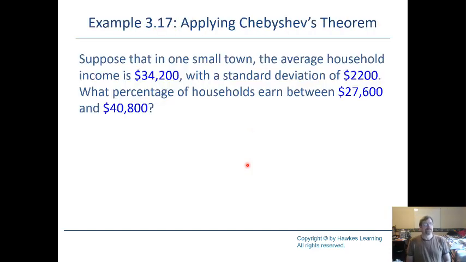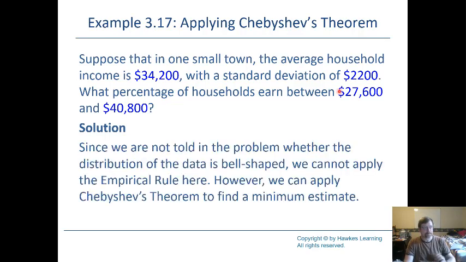So if we're looking at this and we wanted to try to estimate what percentage of households earns between 27,600 and 40,800, we know our standard deviation here. So this would be a very similar calculation to the ones we just showed examples of. Take a minute, try to work it out, and unpause when you're ready to move on. Okay.